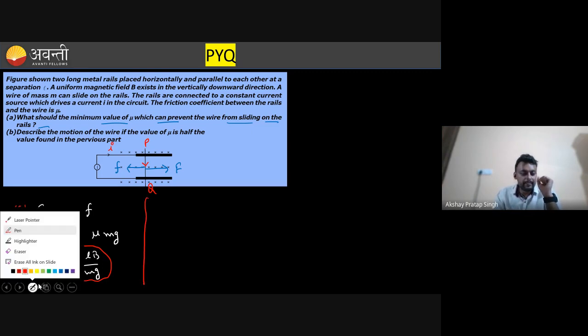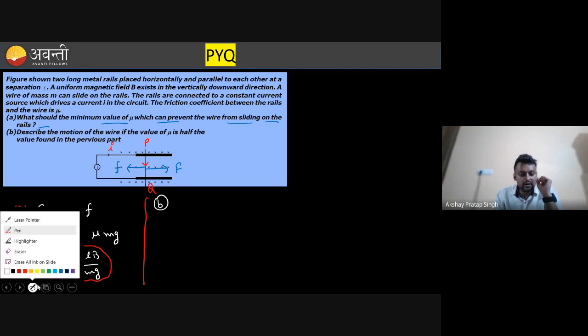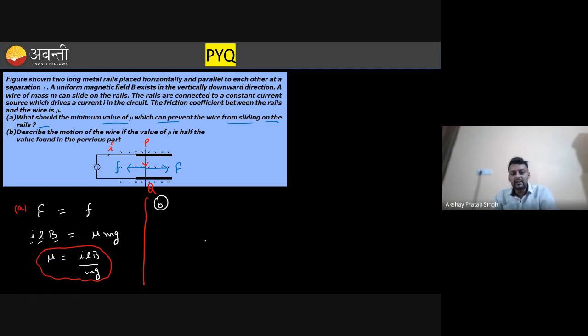Now, just come to the second part. What are they saying? In the second part, they are saying describe the motion of the wire if the value of mu is half the value found in the previous part. Now, suppose mu dash is half of the original value. Half of the original value is ILB by 2mg. Is it clear? This is the new friction coefficient.